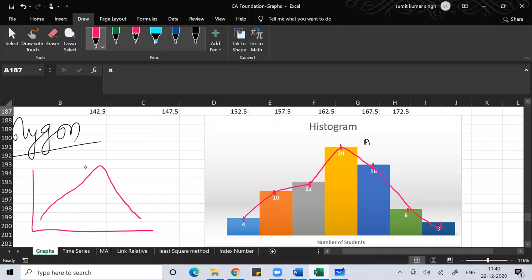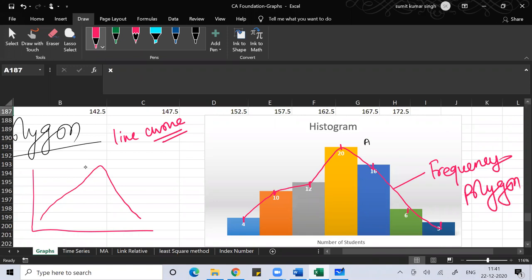So the line curve you get by joining the midpoints of the class intervals of a histogram, we call it a frequency polygon. I hope you understood this. Clear, everyone? This line curve that we get, we call a frequency polygon.